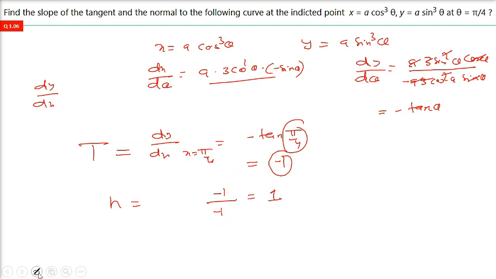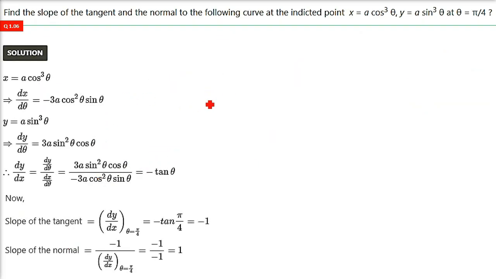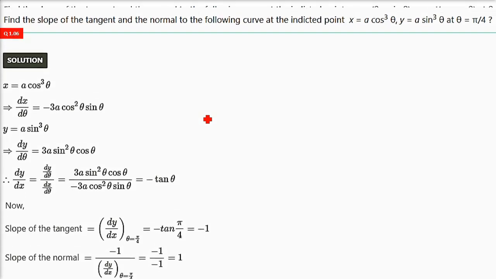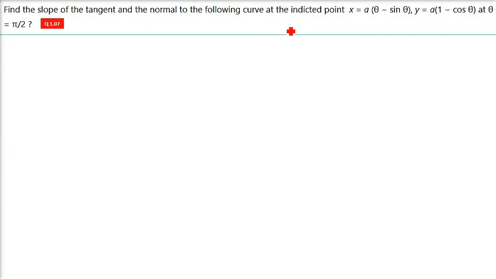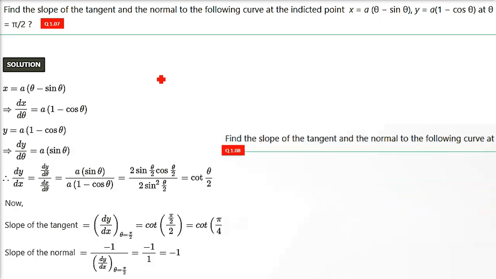So this is going to be 1. And as I said, this is how you are going to do it while solving it on a piece of paper. This is how you are going to go about it. This question is almost similar to the question we have done. I hope you will be able to do it. So the reference is this one. Slope of the tangent will be 1 and it will be negative 1 for the normal.